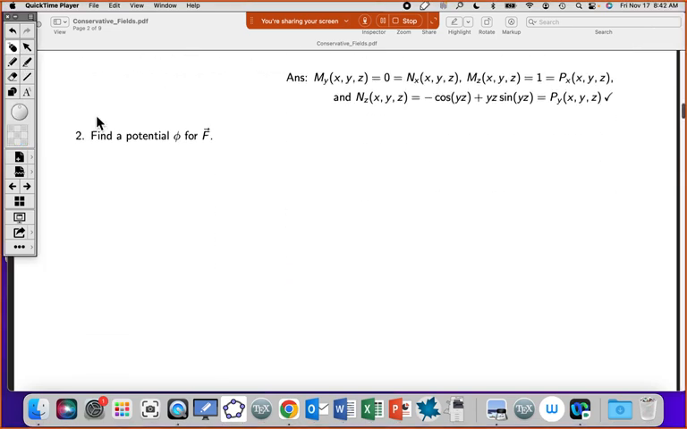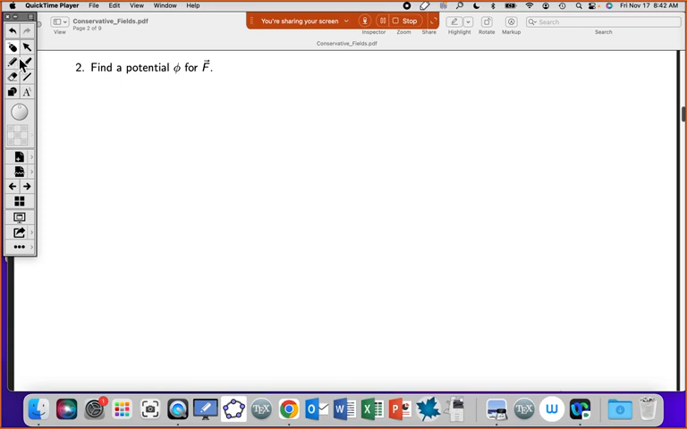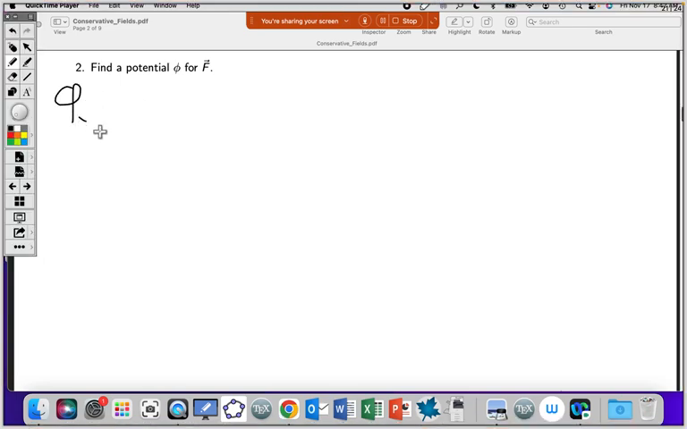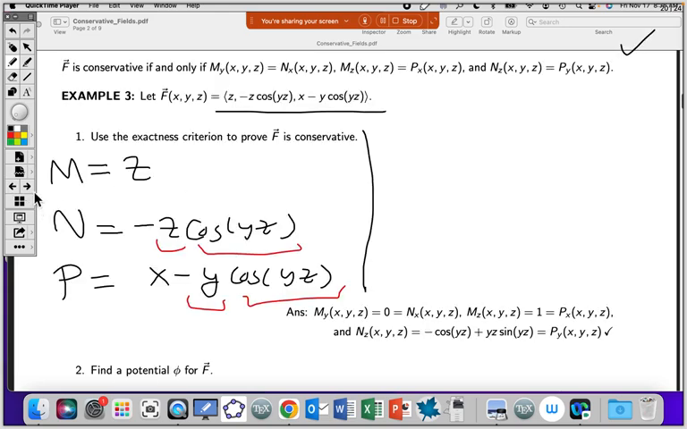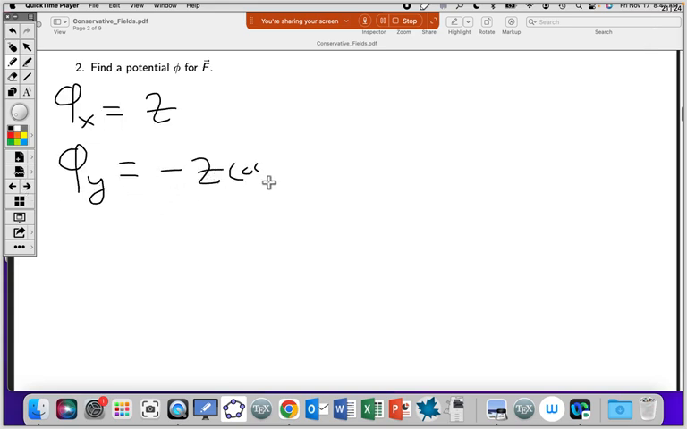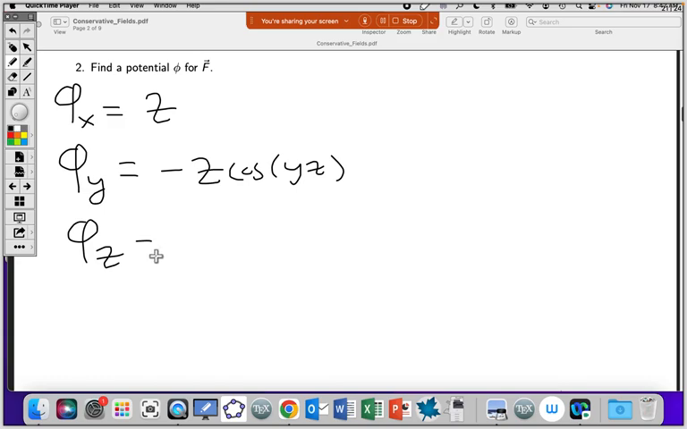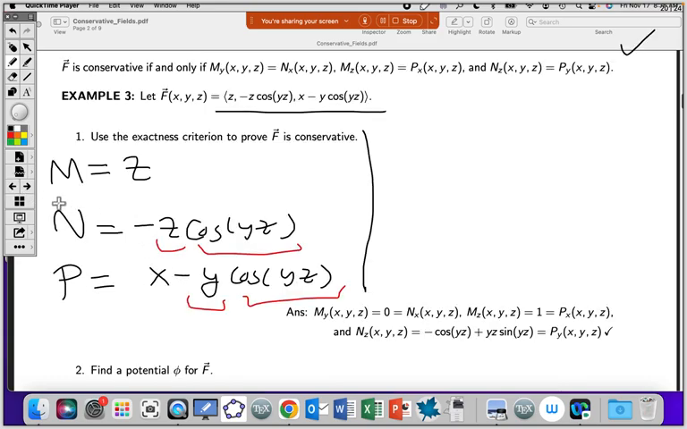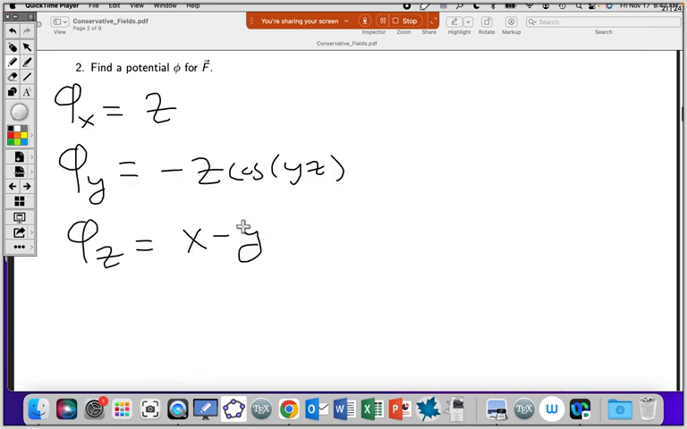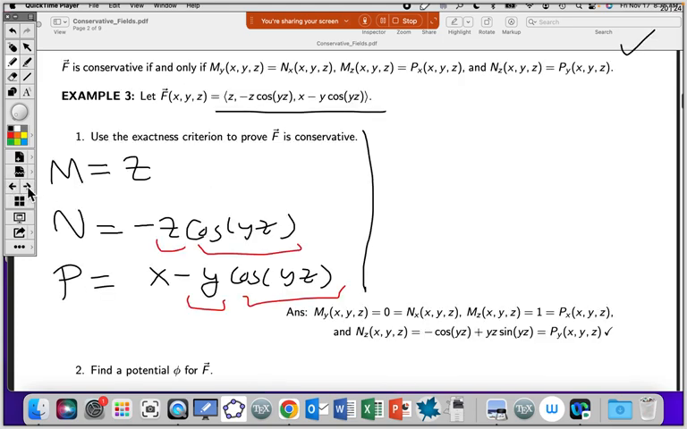All right, now we got to find a potential function. So once again, you start off with the potential function. Your phi x has to be the x coordinate of your field. So phi x has to be z. Your phi y has to be the y component of the field, minus z cosine yz. And your phi z has to be your z component of the field, x minus y cosine of yz.